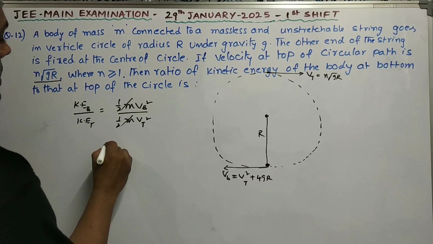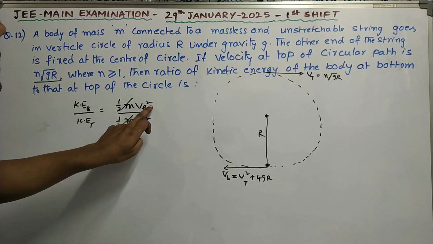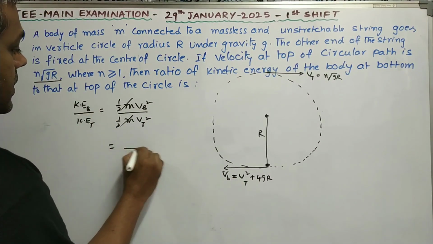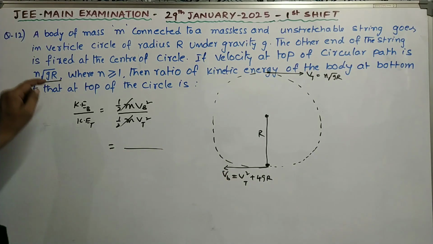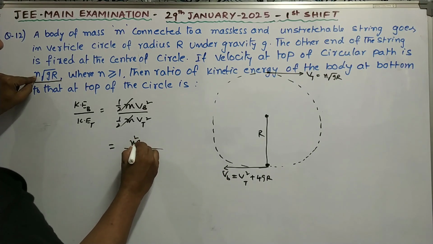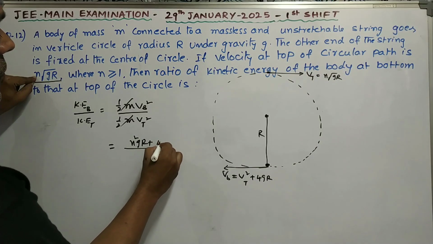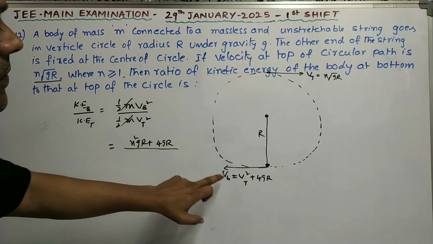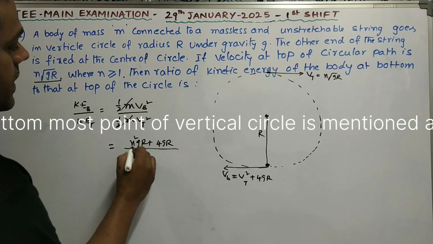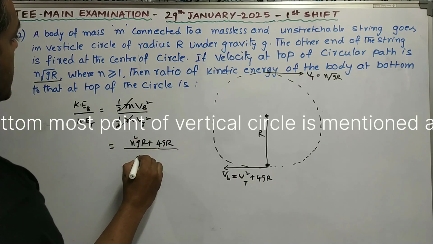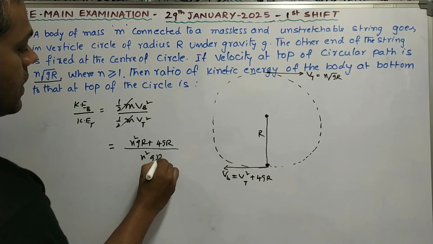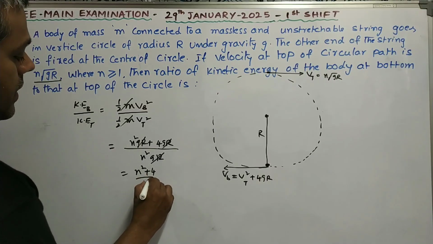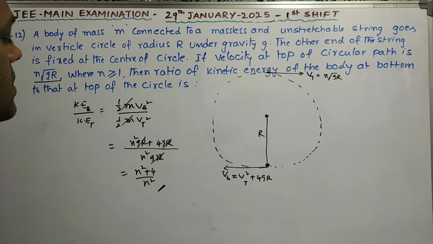So these two are cancelled. The velocity at the bottommost point squared is n square into gr plus 4gr, divided by the velocity at the topmost point squared, which is n square into gr. So gr is cancelled, and the remaining is n square plus 4 by n square. So this is the answer for this question.